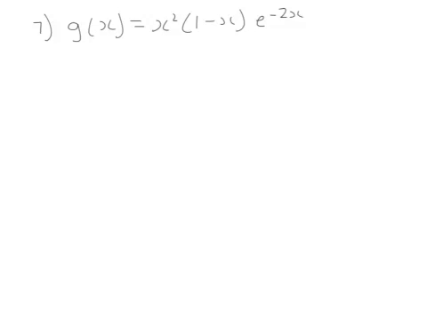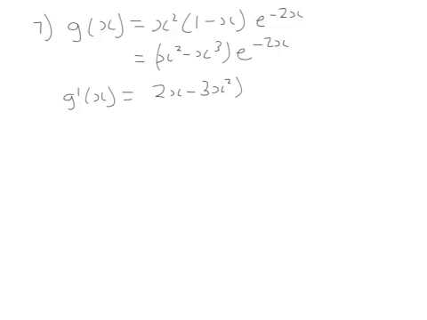In question 7 part A, we need to differentiate this function. There's two ways of doing this, so I'm going to show you both ways. One way is to multiply out the brackets, so it's x squared minus x cubed, e to the minus 2x, and then to differentiate using the product rule. So let's differentiate the first bit. X squared differentiates to 2x, and x cubed differentiates to 3x squared.